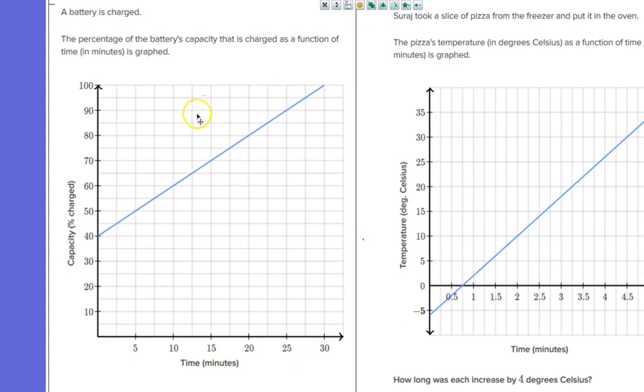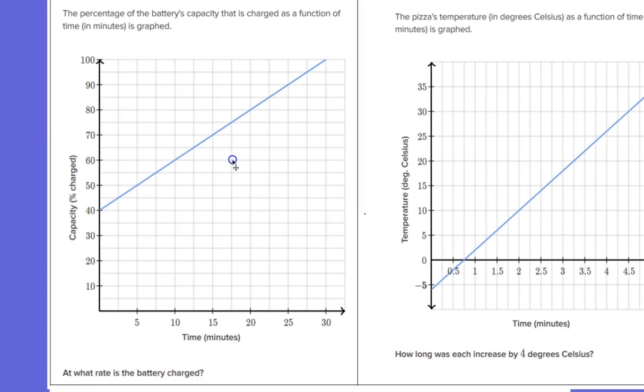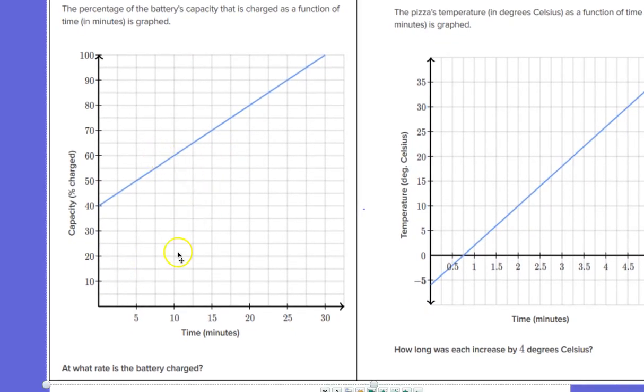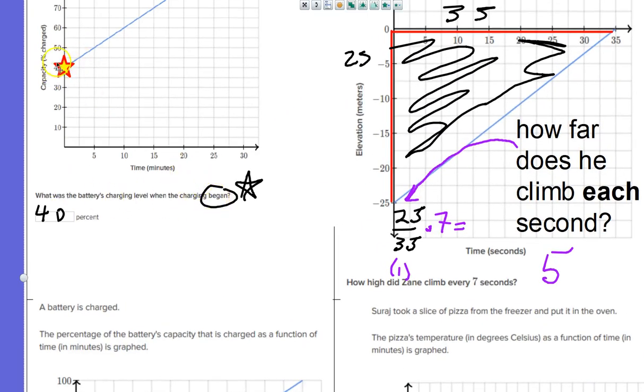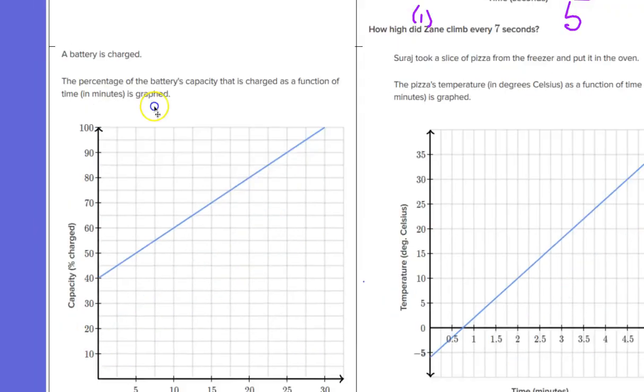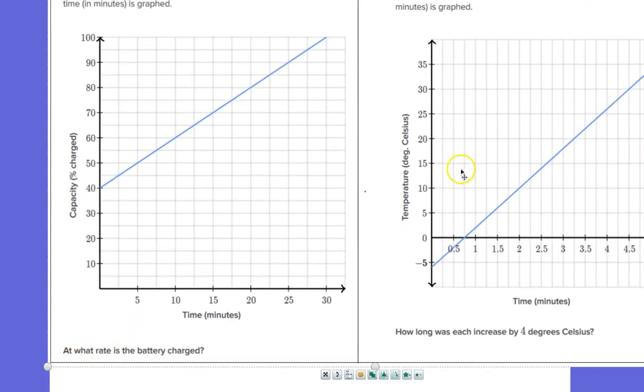A battery is charged again. The percentage of the battery's capacity that is charged as a function of time is graphed. At what rate is the battery charged? Okay, so the last question asked us for the star. So let me look again. This one, where was it when it began? That was the star. And then this one down here. It wants the rates, and the rate is the slope.